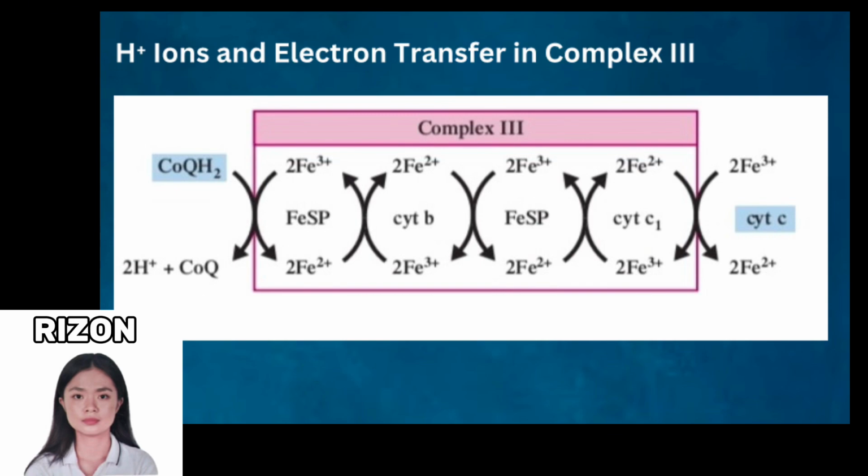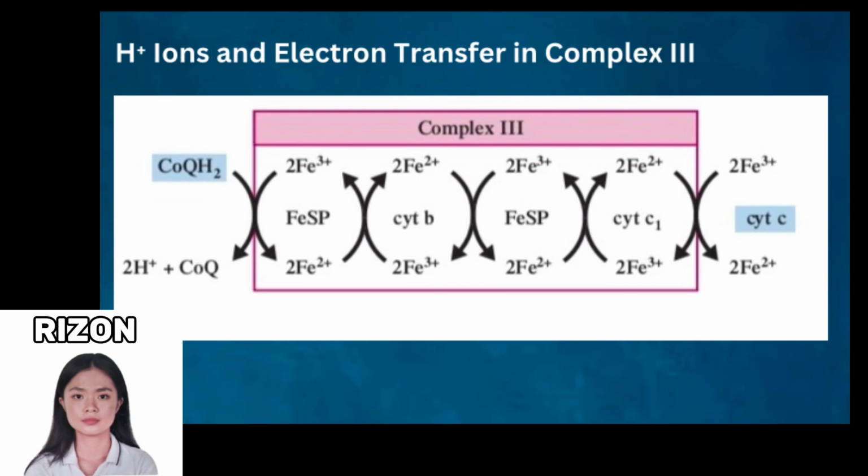The hydrogen ions produced from the oxidation of coenzyme QH2 enter the cellular solution. All subsequent redox reactions on complex 3 involve only electrons. Electrons are conveyed further down the enzyme complex chain.